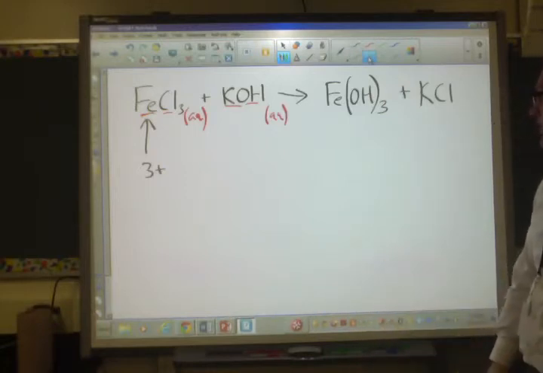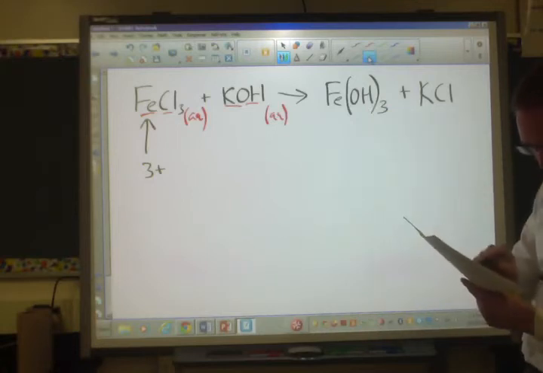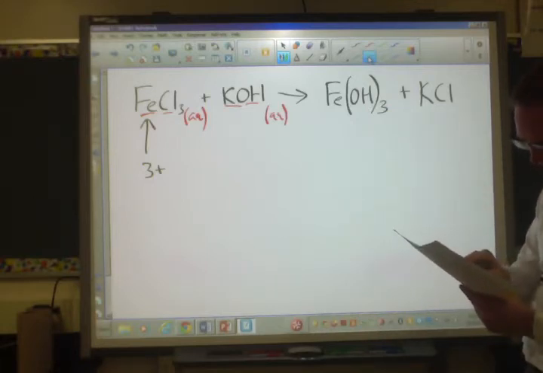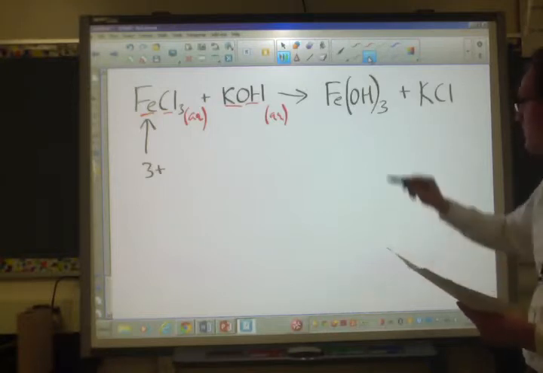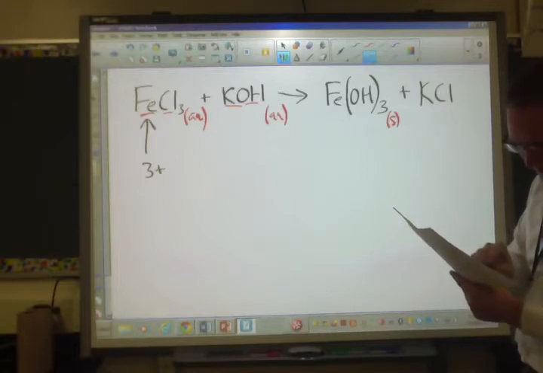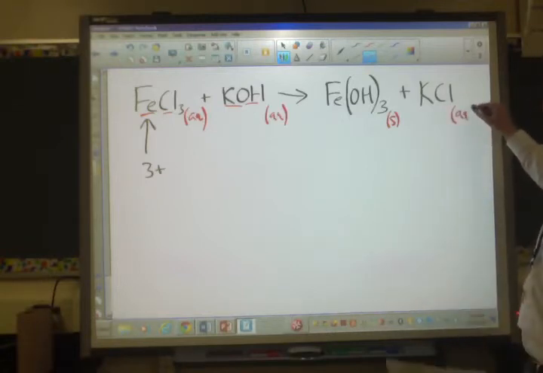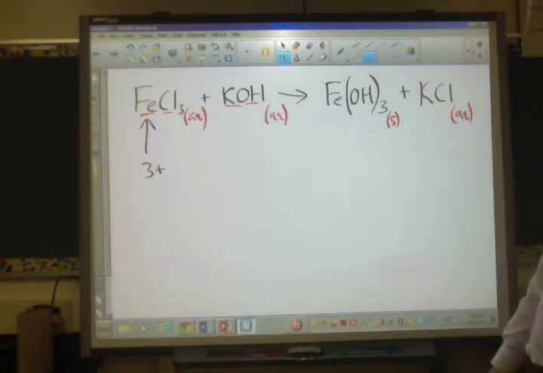And now I'm going to check my chart. So I believe that's going to be aqueous. Iron 3 hydroxide. I was wrong. Solid. Potassium chloride. Aqueous. So therefore this is a legitimate reaction.